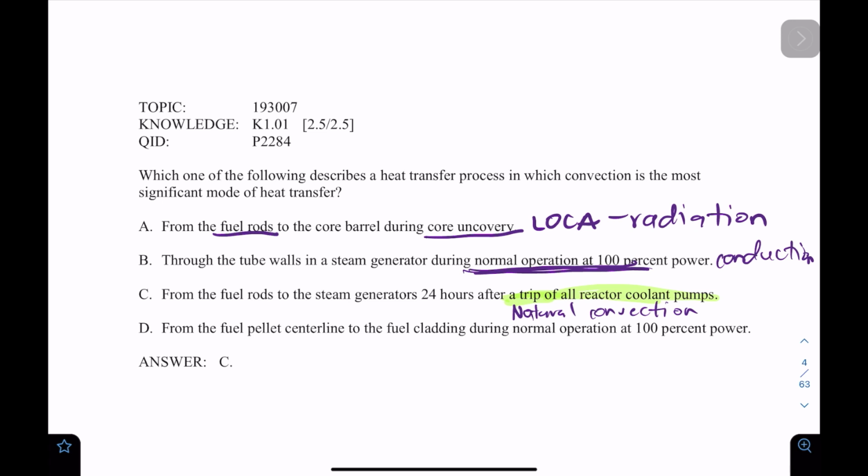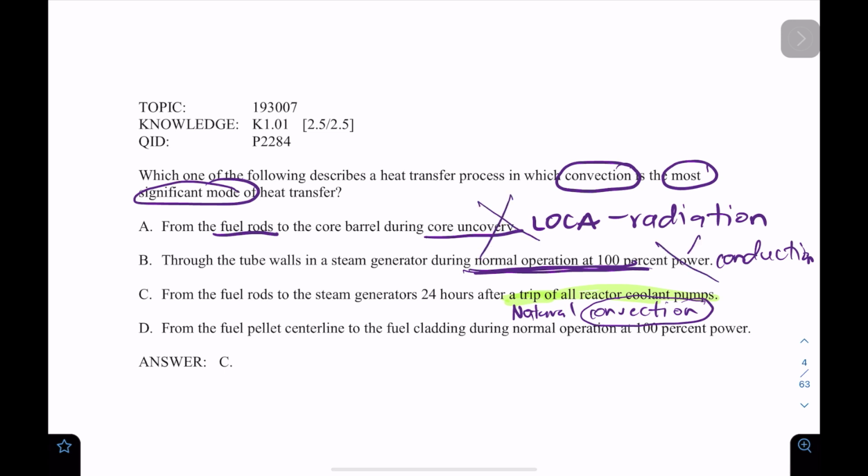So if we have natural convection here, it's convection, right? So we know that this one is going to be convection, but is it the one that is giving us the most significant mode of heat transfer? Well, we know this one is radiation, this one is conduction, that one doesn't count. Let's take a look at the next one.